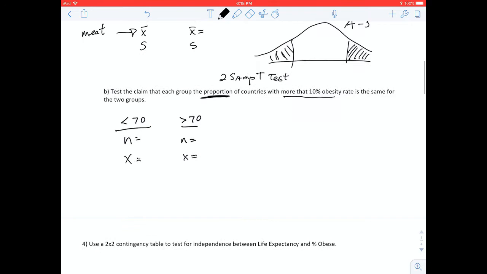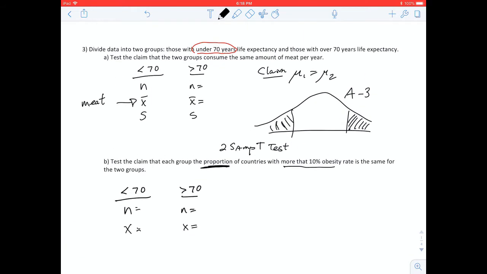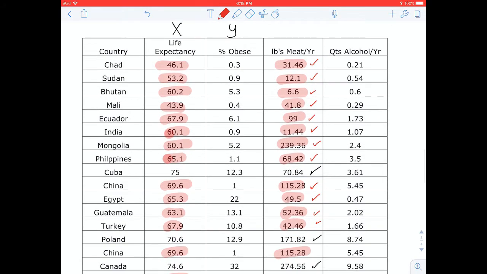So more than 10% obesity. They're still highlighted, where this group is going to be the red group. I guess I should have just put that in red. This is going to be the red group, and then how many have less than 10% obesity? So then you look over to their obesity and count them if it's less than 10. Right now I'm only looking at the red highlighted ones.